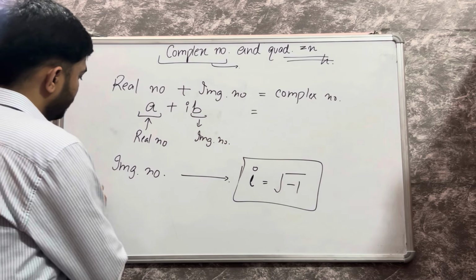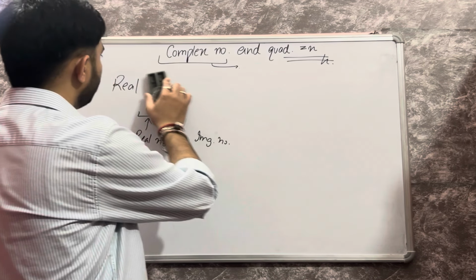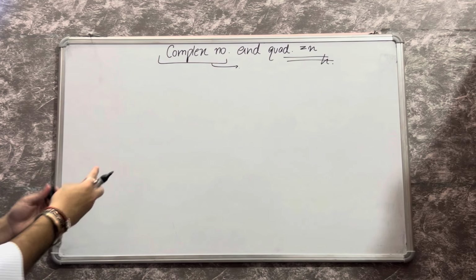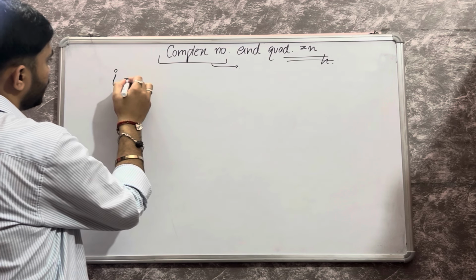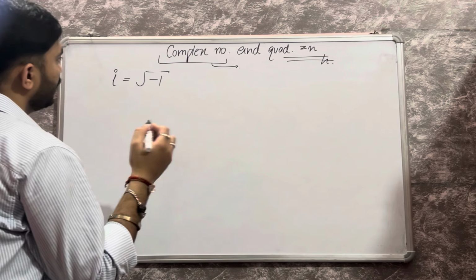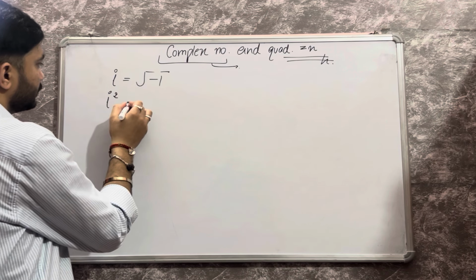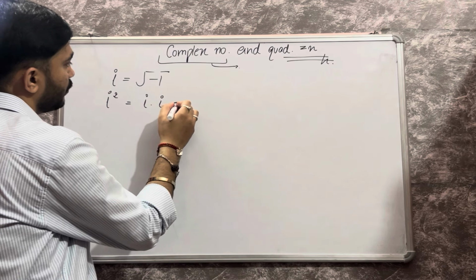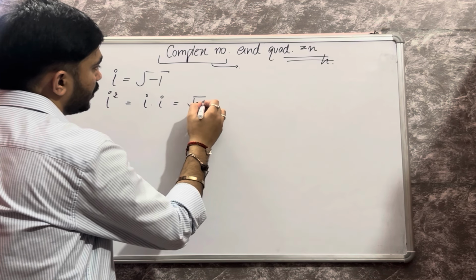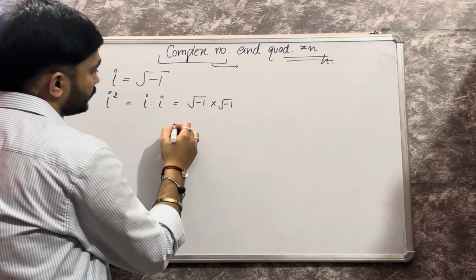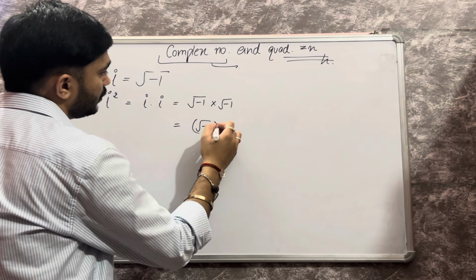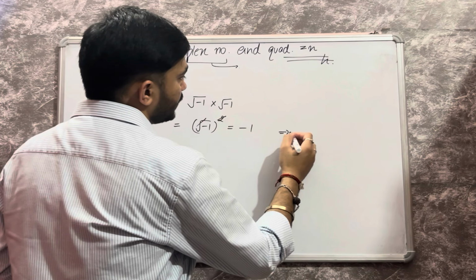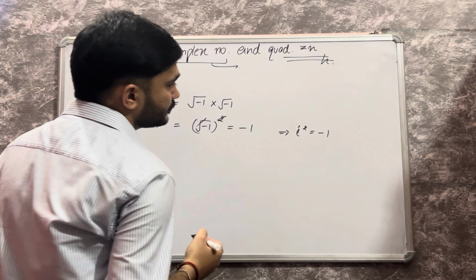Now moving forward, we are going to find some values of iota. Since we know that the value of iota is under root of minus 1, what if we have to find the value of iota square? How are we going to find it? Iota square is iota into iota. Write the value of iota: under root of minus 1 into under root of minus 1, under root of minus 1 whole square. The square and under root cancel out, so iota square is equal to minus 1.